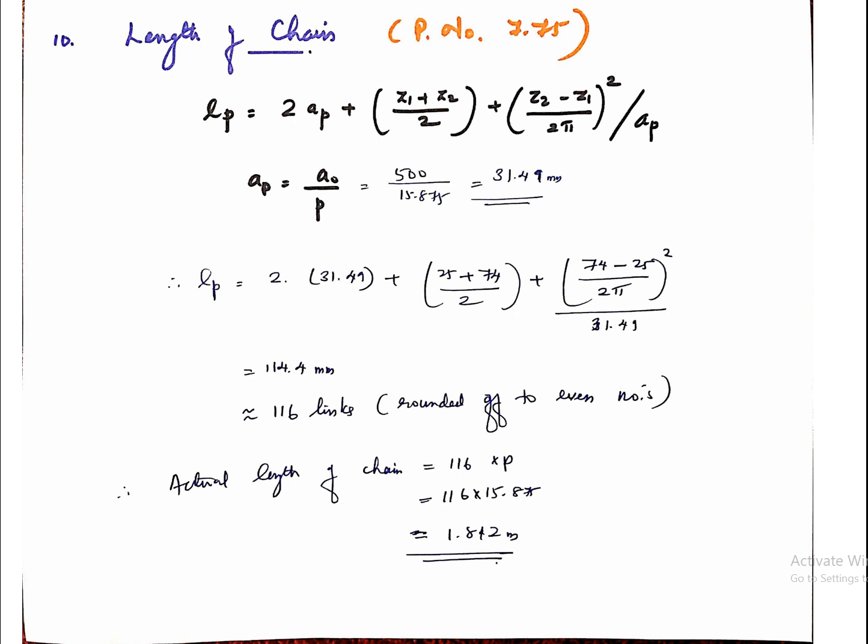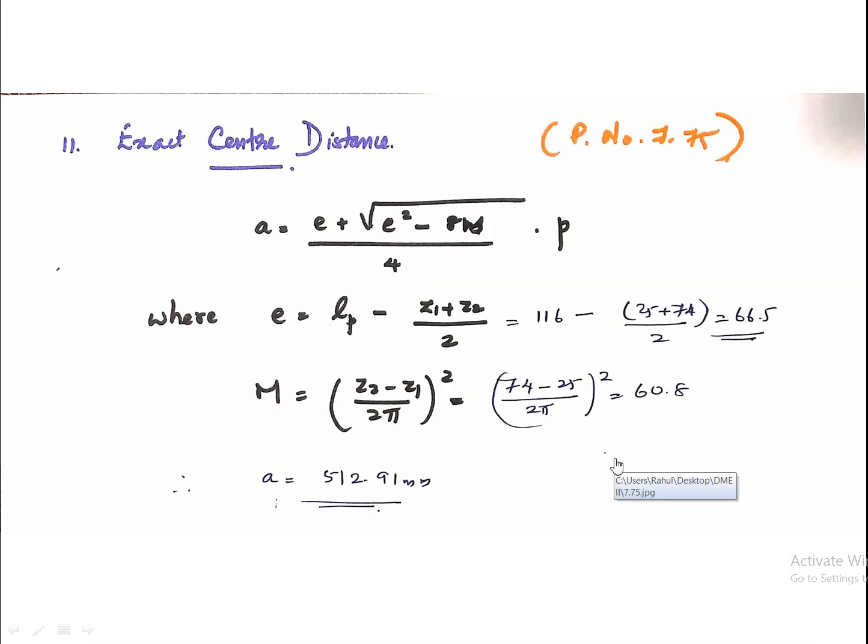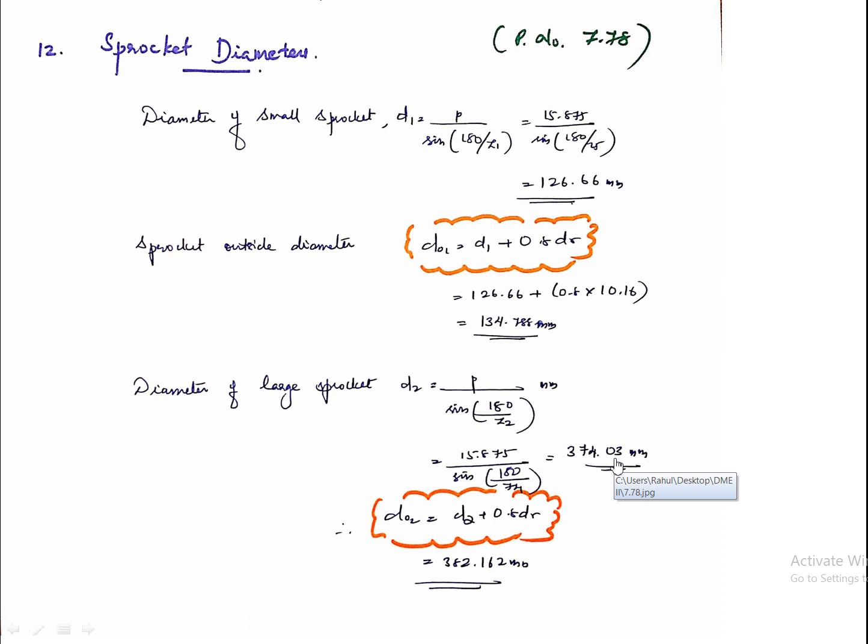Okay, so using the standard equation you can find the length in terms of number of links. Once you get the number of links, you can find the actual length. Similarly, you can find the exact center distance. Okay, you can revise the exact center distance, and once you do that, find the sprocket diameters. Okay, and for all these your standard equations are there in your data book. Okay, so even though the procedure is lengthy, it is simple. So do this problem with your data book, by referring to your data book only.